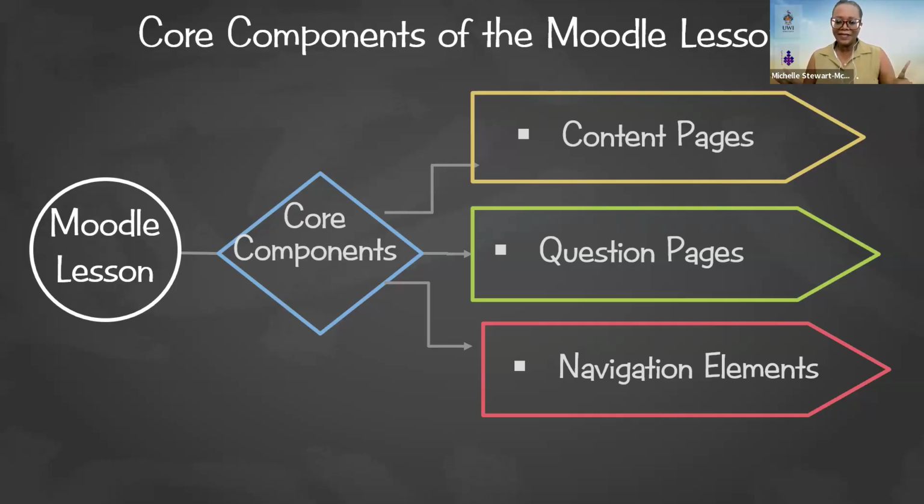So when we think about the makeup of the Moodle lesson, we think about three core things: content pages, we think about question pages, and we think about navigation elements.